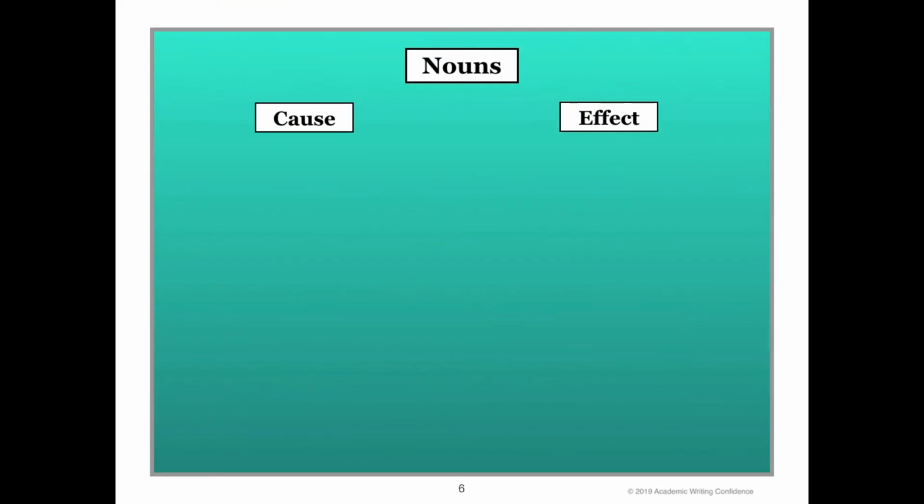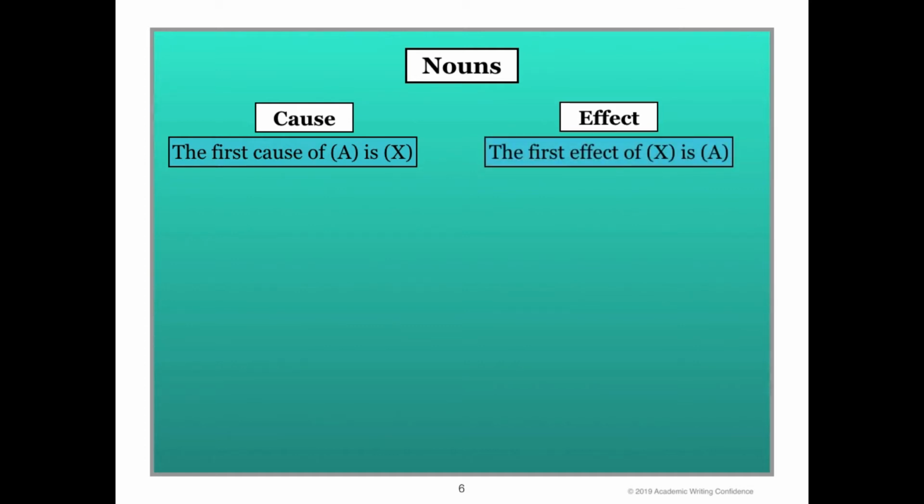Let's look at how we might use some of these words in a phrase or a sentence in your essay. The first cause of A is X. Now, you might be writing something like, the first cause of cancer is smoking. And in the same way, you could use the other pattern using the effect side. The first effect of smoking is cancer.